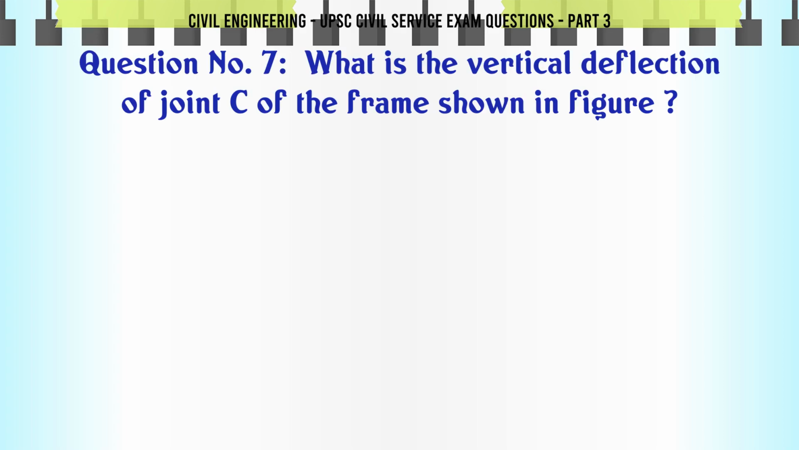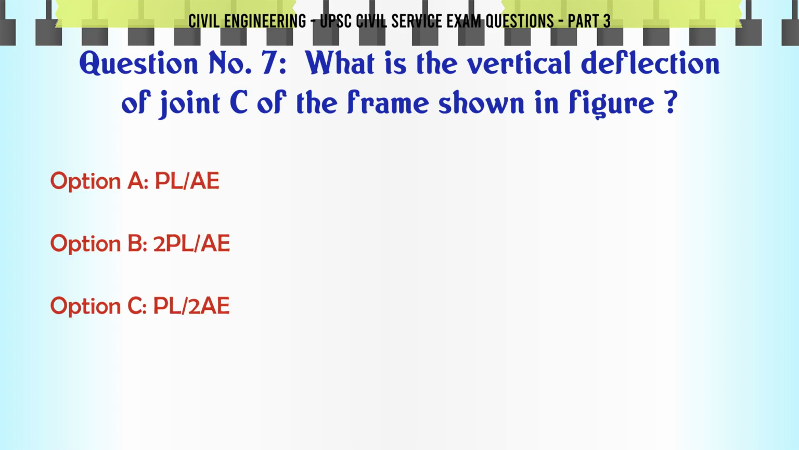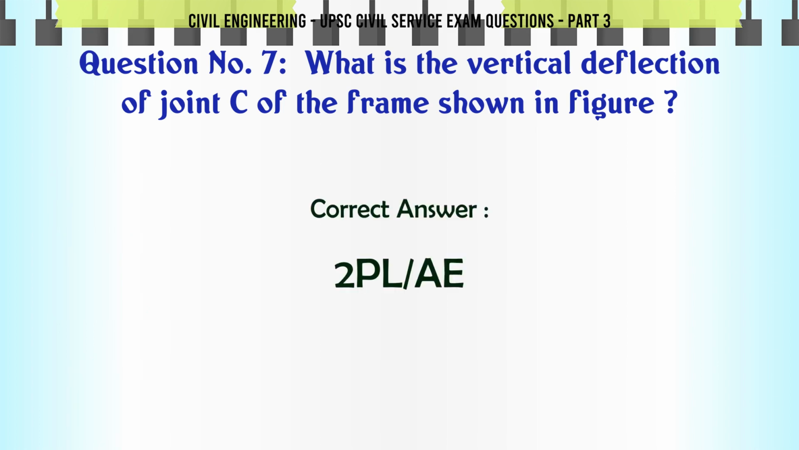What is the vertical deflection of joint C of the frame shown in figure? A. PLA, B. 2 PLA, C. PL2A, D. 3 PLA. The correct answer is 2 PLA.